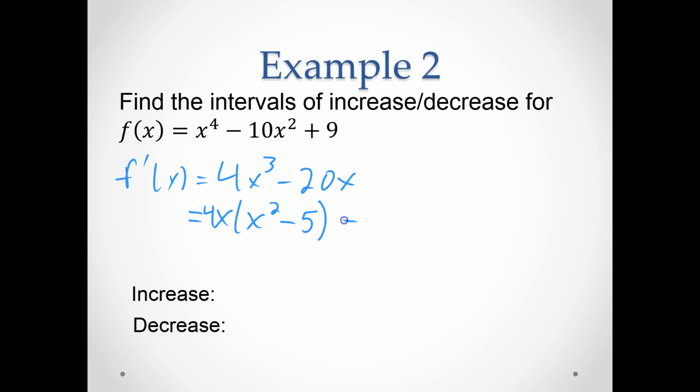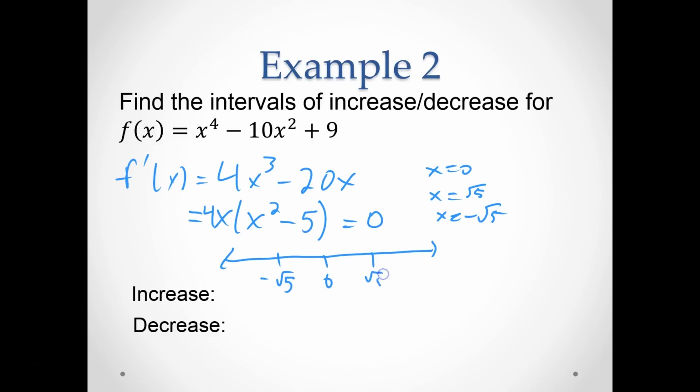We want to know when that's equal to 0, because that's going to find us our critical points. So that's equal to 0 at, let's see, if 4x is 0, that would be 0. So 0 is a critical point, x equals 0. X squared minus 5 is going to be 0 at positive root 5 and at negative root 5. So we have 3 critical points, and let's mark those on our number line here. Negative root 5. There we go. Here's 0, and here is the square root of 5.